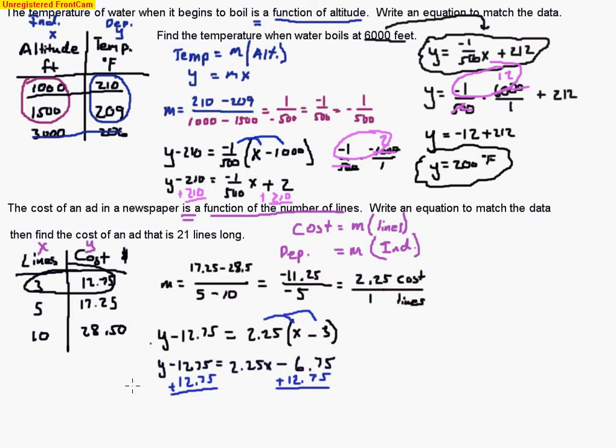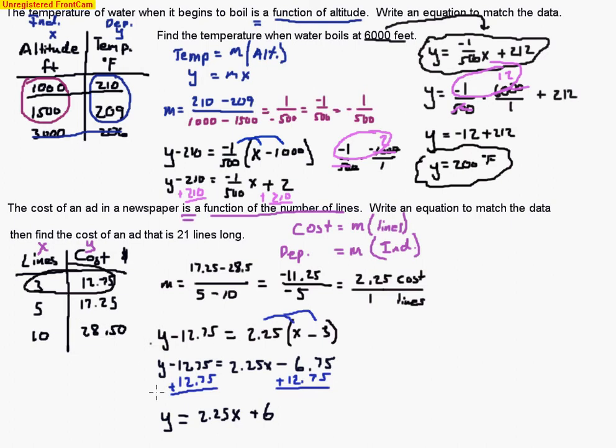So what this equation is telling me is the y, which represents the cost, equals $2.25 per line, times the number of lines, plus $6. So you start off with a $6 charge, no matter how many lines you're going to have for this newspaper, and then you're going to pay $2.25 per line. So that's part of the problem.